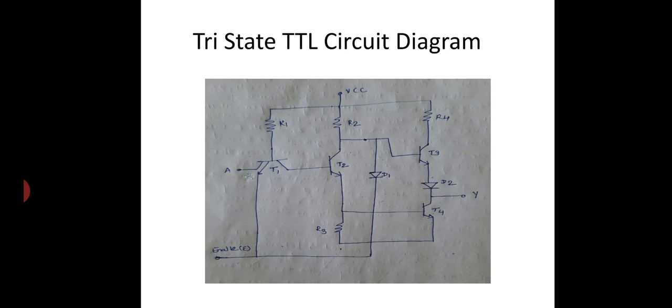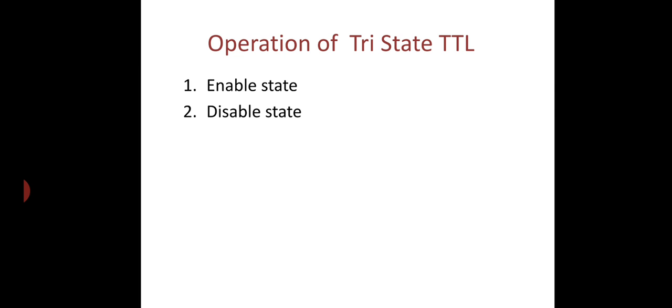The low at E also forward biases the diode D1 to shunt the current away from the base of the transistor T3, and therefore the transistor T4 also turns off. With both totem pole transistors in the non-conducting state, the output terminal is essentially an open circuit. This way, the tri-state transistor logic can operate.